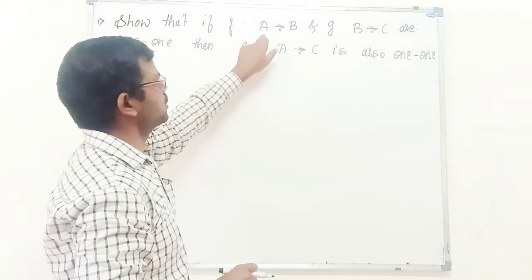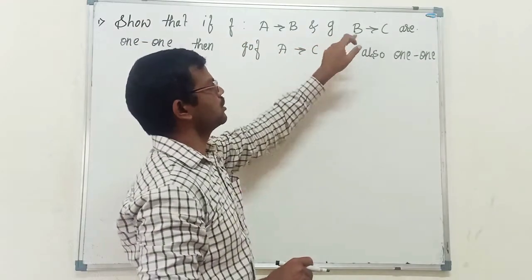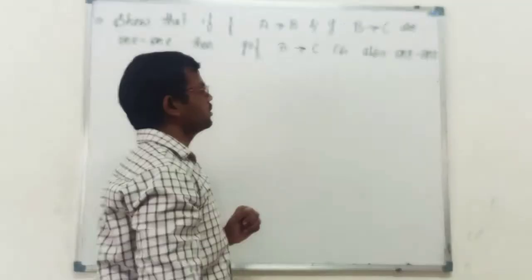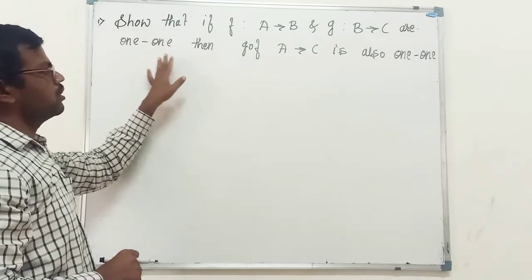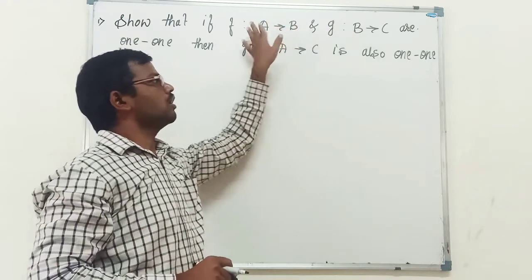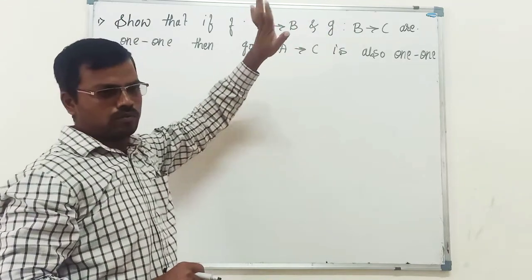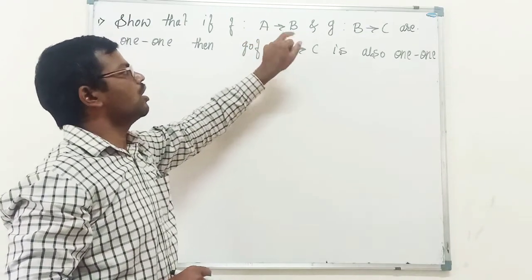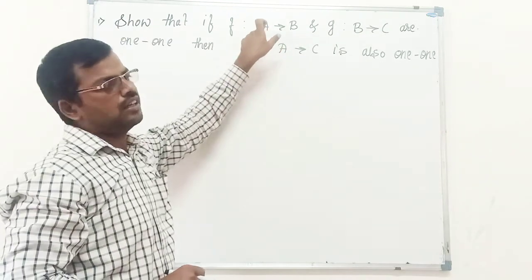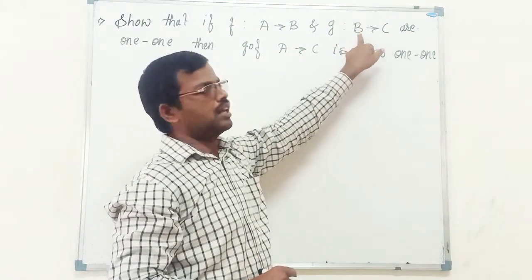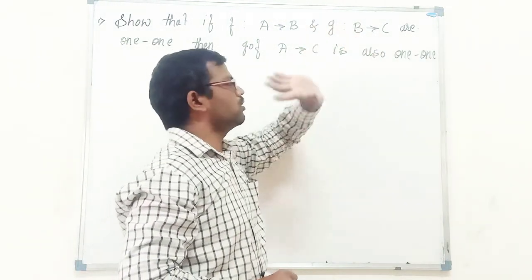f is a function from A to B and g is a function from B to C. These are the two functions, and they have indicated that both are 1-1. Both are 1-1 functions, meaning different elements have different images, or elements with the same image are the same element.